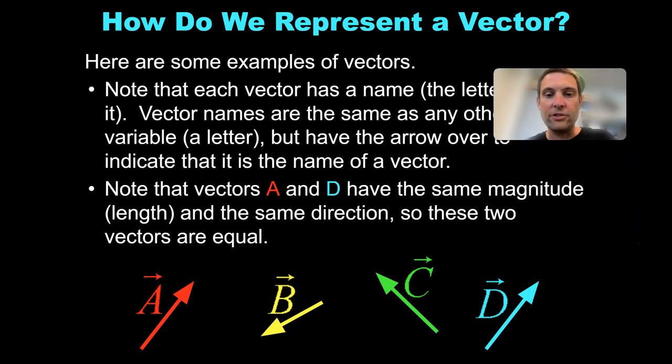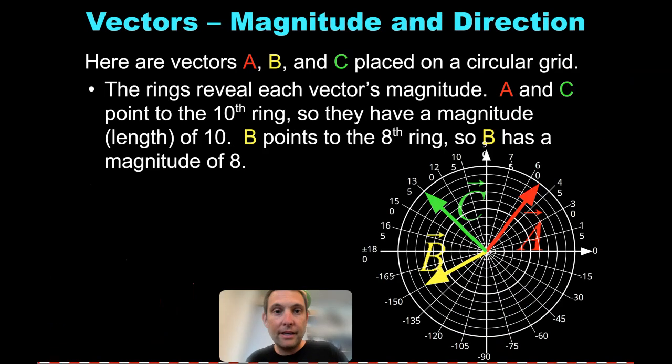Here we can see vectors A and D have the same magnitude, same length, and the same direction. So these two vectors are equal. Here we're looking at a circular grid. Vectors A and C have the same magnitude, which is 10. It goes all the way out to the 10th ring. And then vector B goes to the 8th ring, so it has a magnitude of 8.